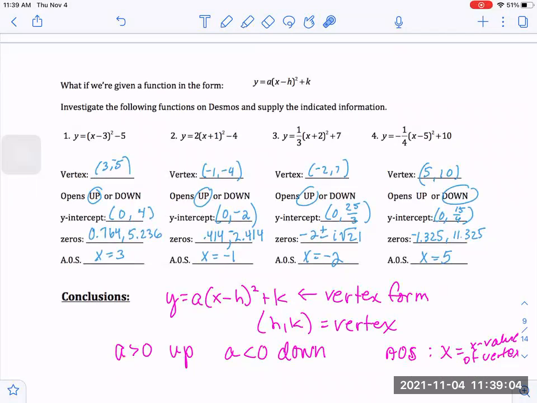If the a value in front is positive, it opens up. If it's negative, it opens down. As always, the axis of symmetry, or AOS, is x equals the x value of the vertex.